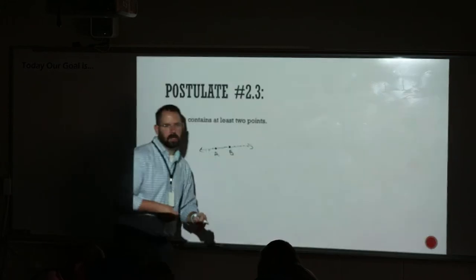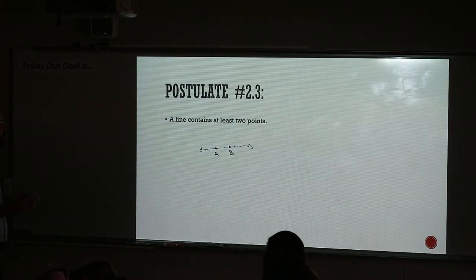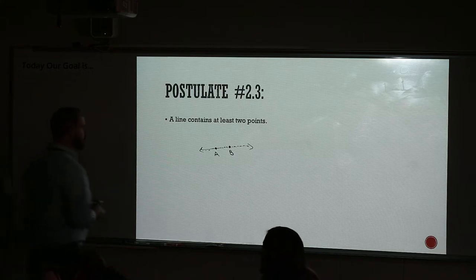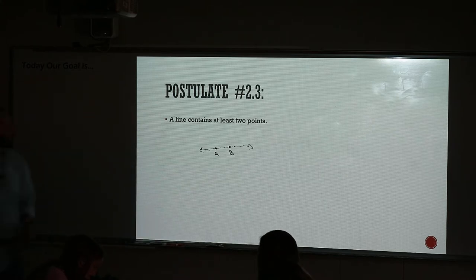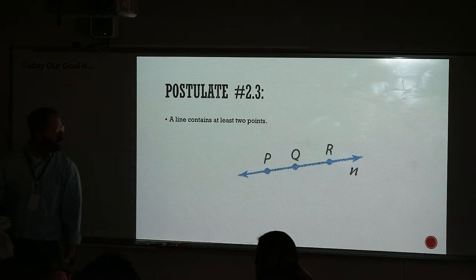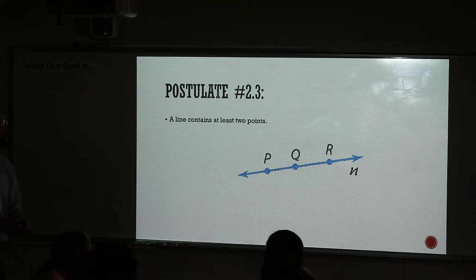Now, I know there's only so many letters of the alphabet, but you can create your own symbols for the other ones. There's an infinite number of them, but there has to be at least two for you to name it. So in fact, I think I even give you a picture here where I show you a line where there's like three. P, Q, and R. And we call that line N again. It was actually the same picture. I just took out Q earlier. Just photoshopped it down.